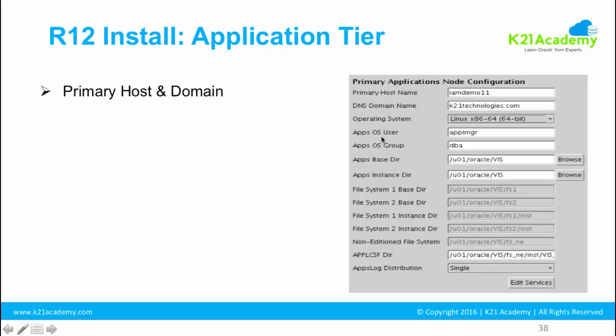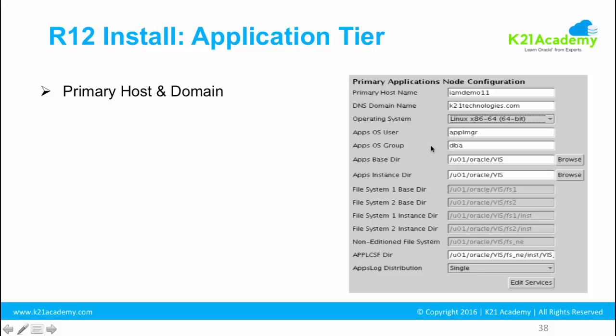Now you select the apps OS user. This is your application tier operating system user and application tier operating system group. If you notice here, we are using APPL MGR, whereas for the database you use DBA. If you want a single user, you will use the same user that you've used for the database, that is Oracle. In our case, the database tier was Oracle, and in the app tier configuration we are saying APPL MGR. So this is a multi-user setup. So you select the apps user as the operating system user and group.